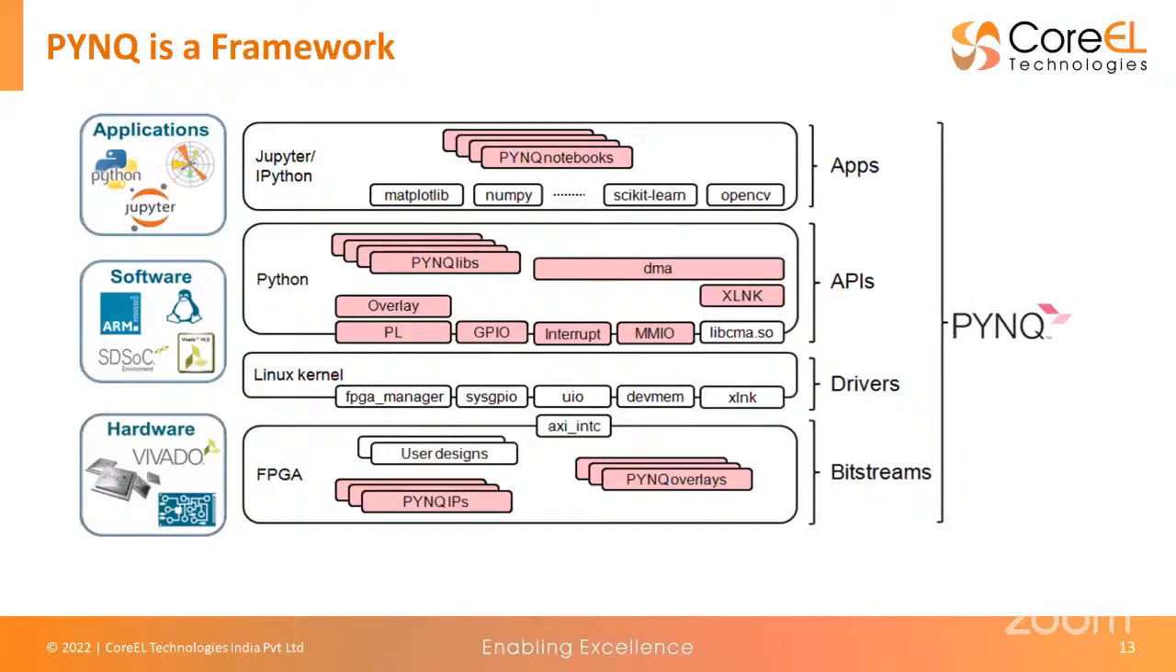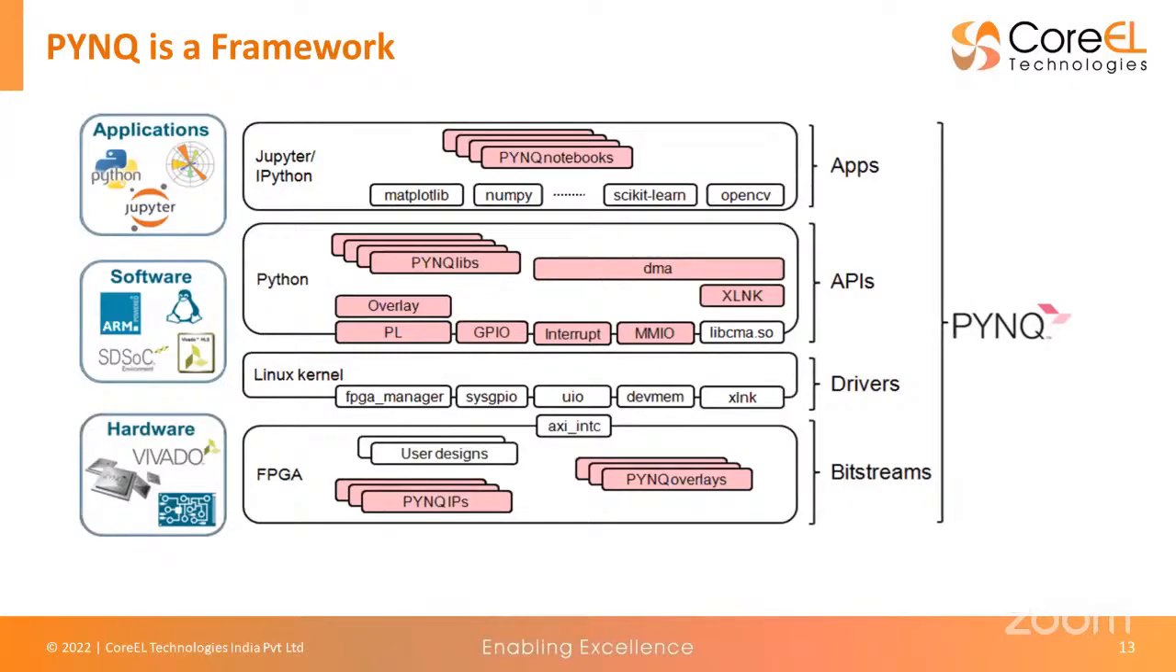So on top of these drivers, we'll be able to run something called APIs, which contain your Python libraries, your PL logic, your GPIOs, your interrupts, your MIOs, EMIOs, and all this. So all of this combined will give you an architecture where you can deploy the applications, right? These applications are going to be working in a Jupyter notebook, and within the Jupyter notebook, you will be able to deploy multiple Python notebooks.